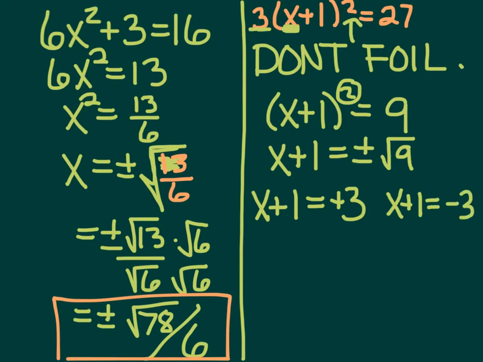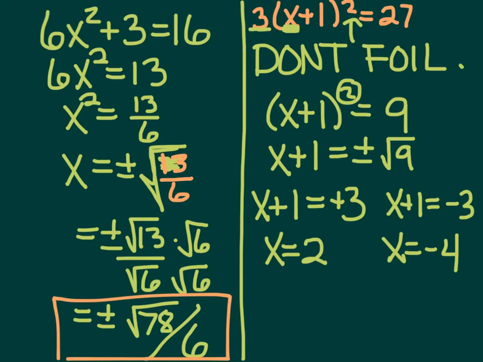And I wrote it as two separate equations because sometimes when we put plus or minus 3, we don't realize that that's two different numbers that we're talking about. So go ahead and write it as two separate ones. So x plus 1 equals 3, that means that x equals 2. And if x plus 1 equals negative 3, then that means x equals negative 4.